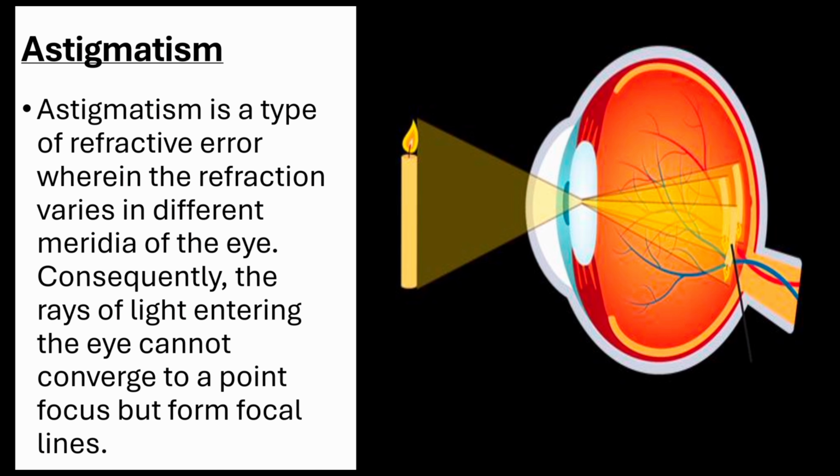And third topic is astigmatism. It is a common refractive error of the eye where vision becomes blurred or distorted due to an irregularly shaped cornea or lens that causes light rays to focus on multiple points instead of one. In astigmatism, the curvature of the cornea or lens is not uniform, like a rugby ball instead of a perfect sphere. This leads to unequal refraction of light rays in different meridians. It results in blurred or stretched vision at all distances.